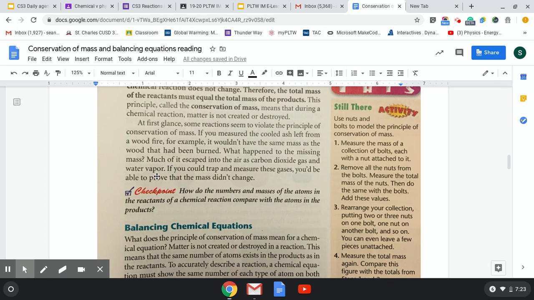How many people have noticed a car exhaust in the wintertime seems to have like this cloud coming out of it? Well, that's not really the pollutants. Most of it is water vapor coming out of the exhaust. So if you could trap and measure these gases, you'd be able to prove that the mass didn't change.